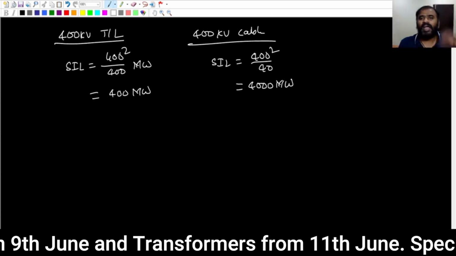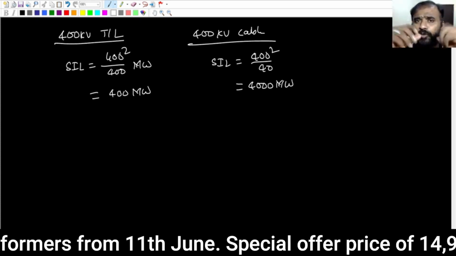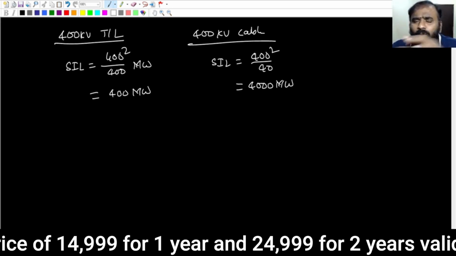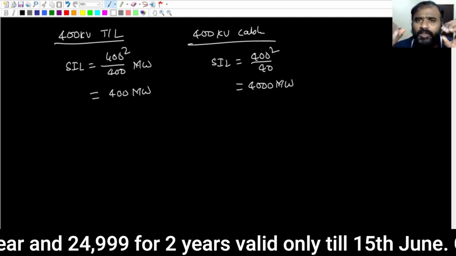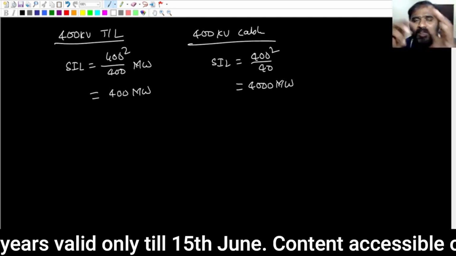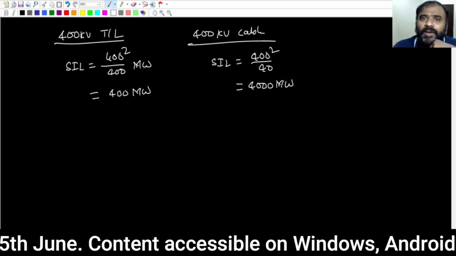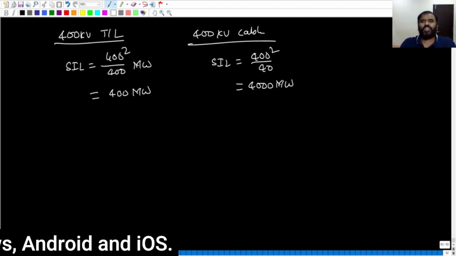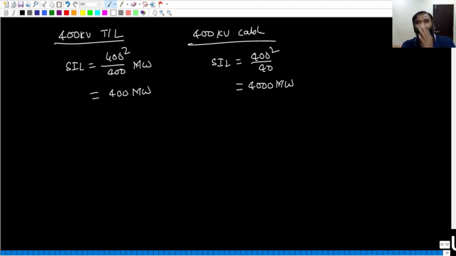But tell me, I gave you a 400 kV cable and a 400 kV transmission line. Where can you transfer more power? Through cable or through transmission line? 100% through the transmission line only.